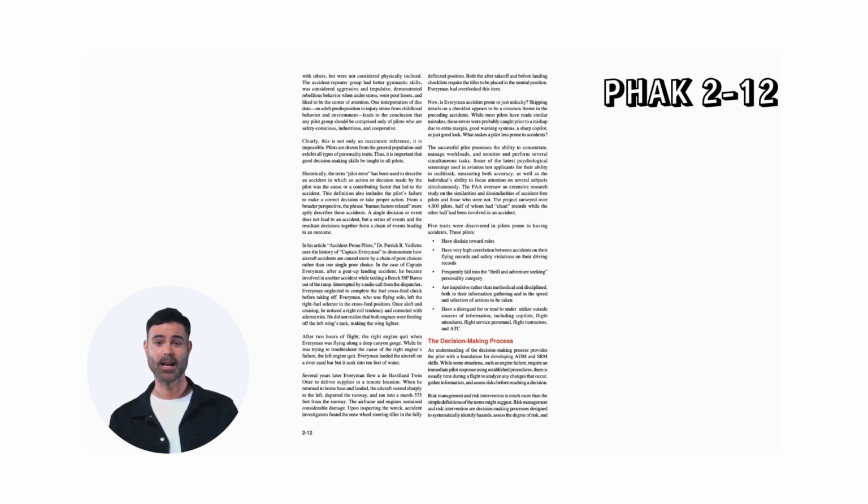Several years later, Everyman flew a de Havilland Twin Otter to deliver supplies to a remote location. When he returned to home base and landed, the aircraft veered sharply to the left, departed the runway, and ran into a marsh 375 feet from the runway. The airframe and engines sustained considerable damage.